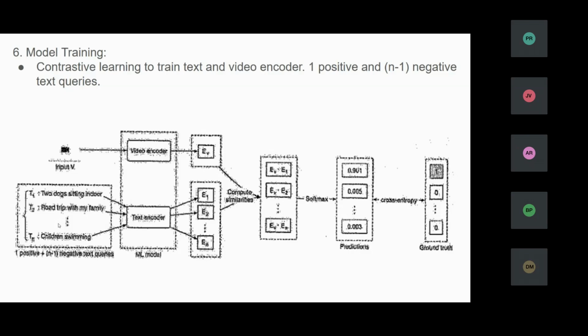You can see in the diagram below that there is an input video. The video encoder is creating its video embedding, and there are other text queries, of which one matches the input video. The text encoder will be creating the embeddings for all the text queries, and for computing the similarities we use the dot product, and then the softmax will be used.